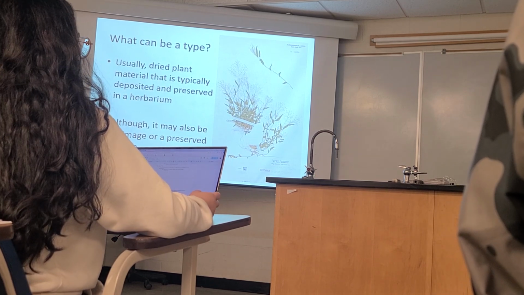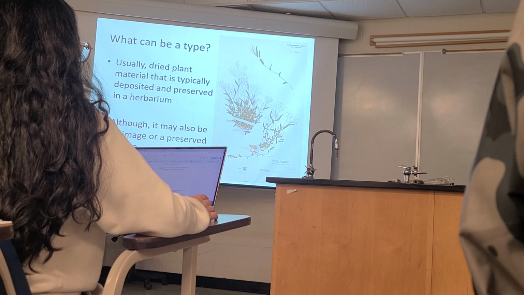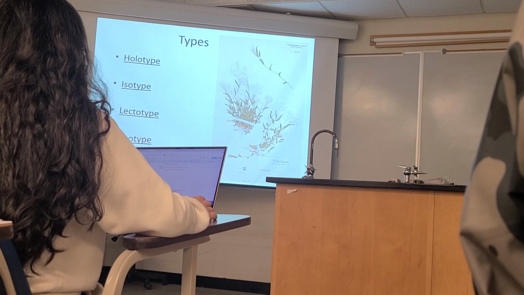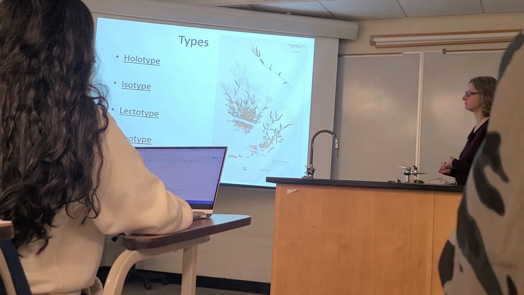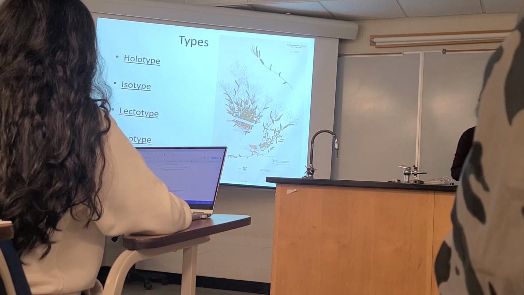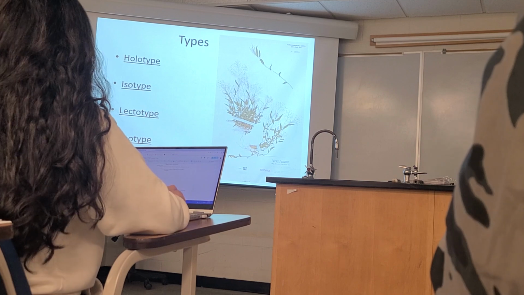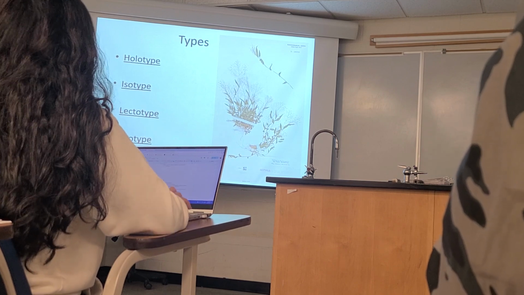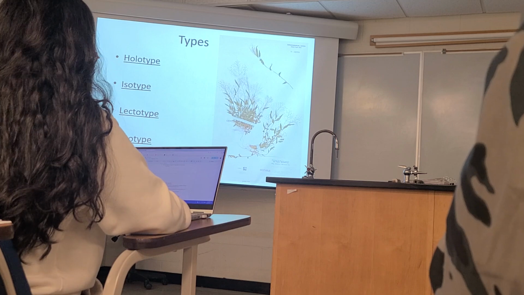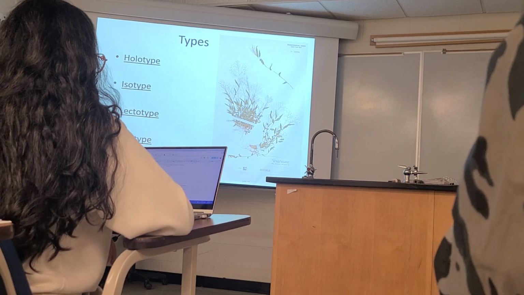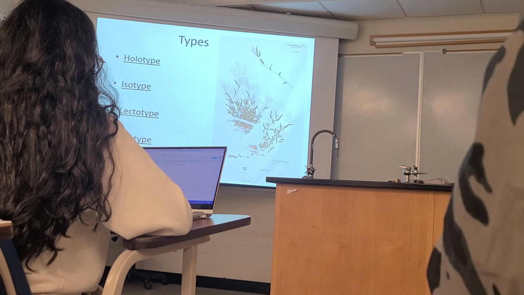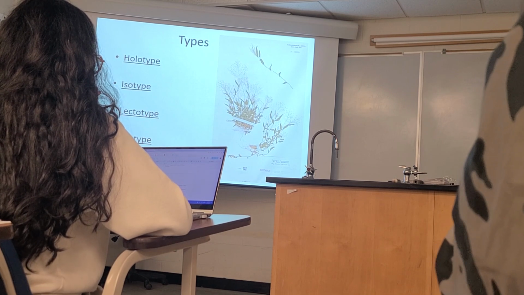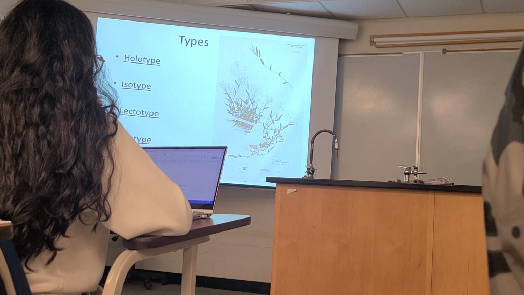Now there's different types of types. Try saying that 10 times. Types of types. Okay. There's a holotype, probably the most important. Isotype. There's electrotype and a neotype. There's actually more than that. Those are the only four we're going to talk about. Holotype, isotype, electrotype, neotype. You may have heard of these before? Perfect. All right, let's start with the holotype first.